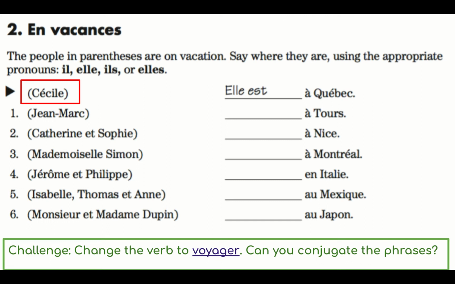The people in parentheses are on vacation. Say where they are using the appropriate pronouns: il, elle, ils, or elles. So first of all, you need to know what those pronouns mean. Then you're going to make sentences that basically say that that person or those people are in a certain city, okay, or a certain country, okay?